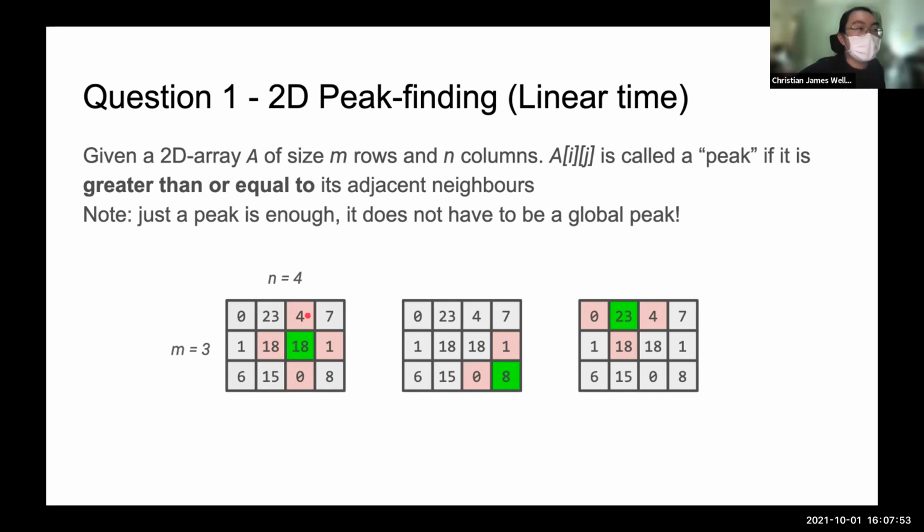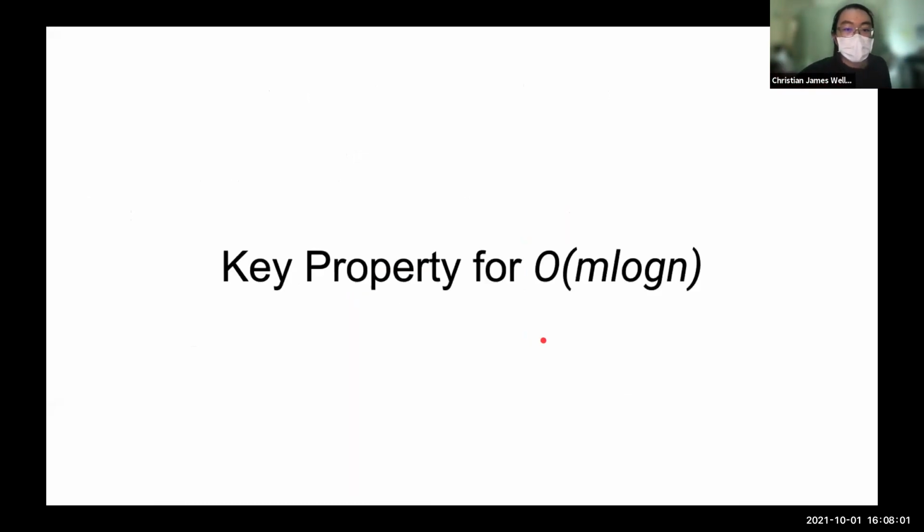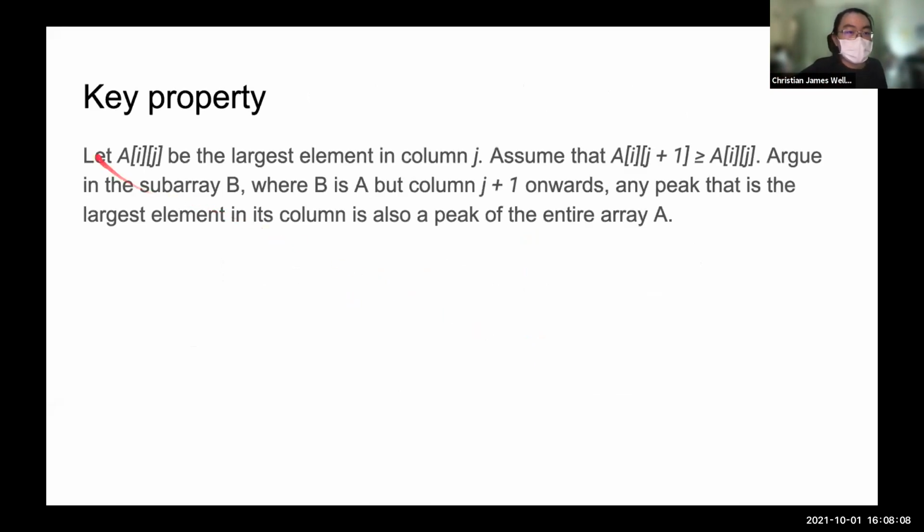But our peak finding doesn't find the best global peak. Any peak is enough. So even this number 8 over here is a peak. Now let's recall a key property for the O(m log n) solution; this was one of the tutorial questions as well. So let's go through this slowly.